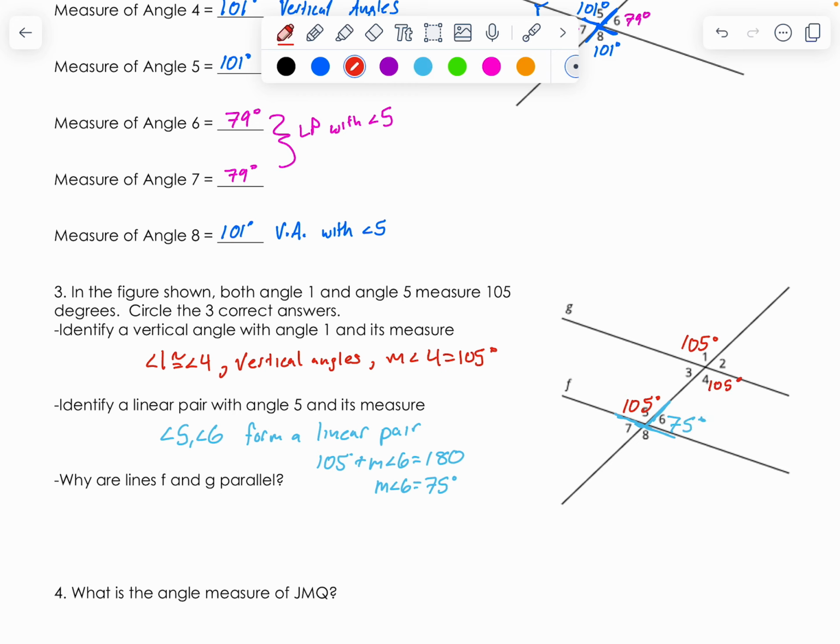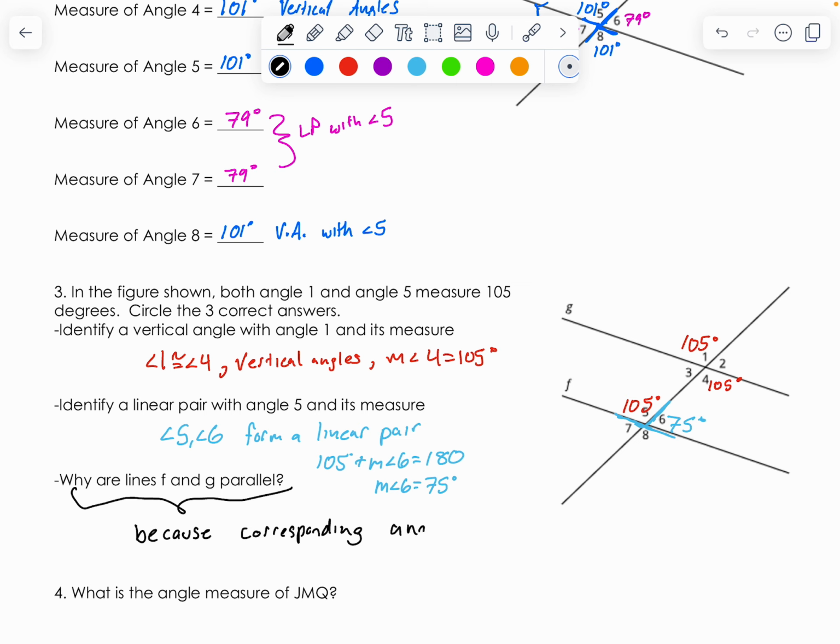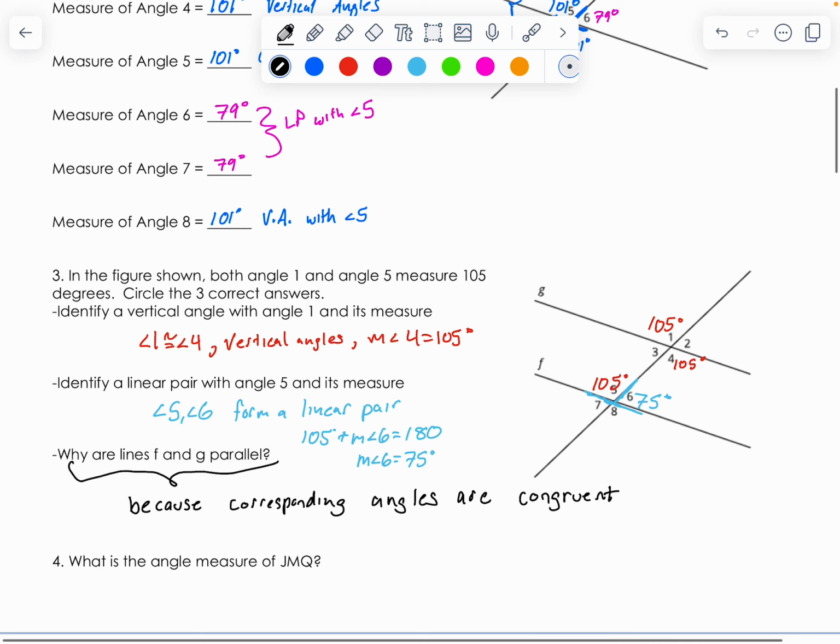LPP, linear pair postulate. And why are the lines parallel? Well, it was given, but they're parallel because corresponding angles are congruent. Okay, that's why. Corresponding angles are congruent. When you have any pair of corresponding angles that are congruent, that's going to force these lines to be parallel.